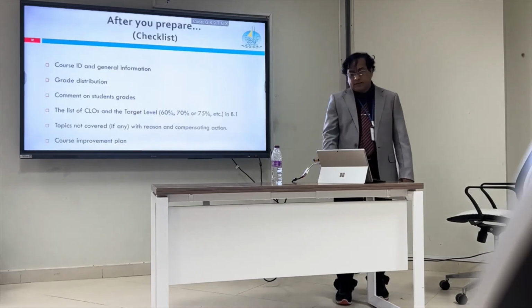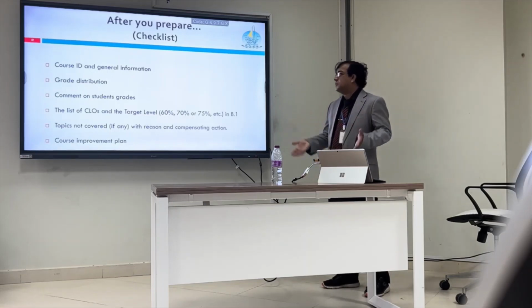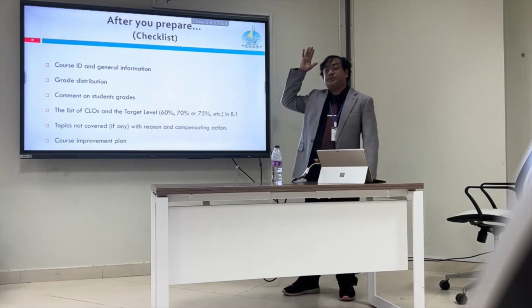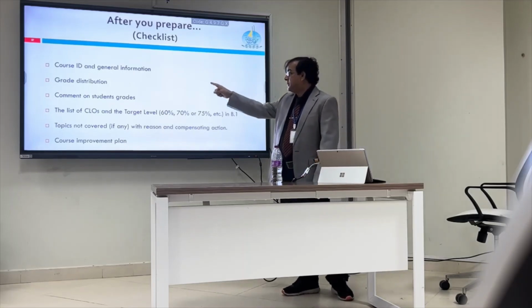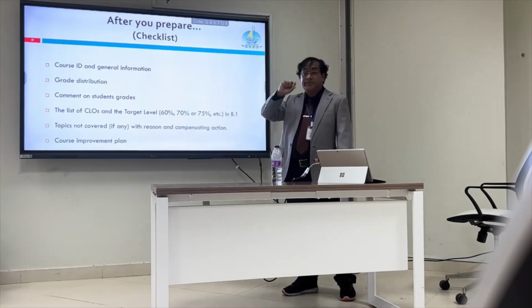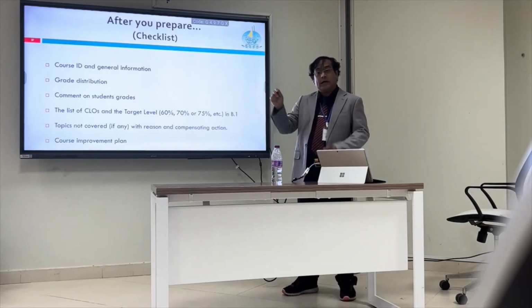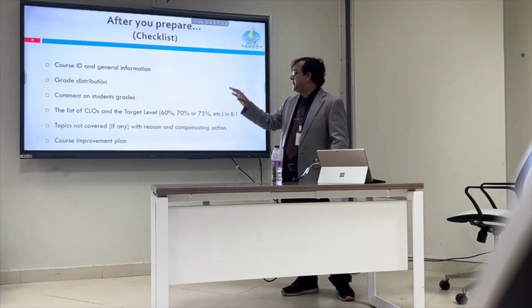Yes, this is the final thing. Just look at the checklist when you are done with the course report. Look at course ID and general information, that is 15 items. Be careful about this information. Then grade distribution, this time totally new: difficulty index, discrimination index, and standard deviation. I think you can avoid it, it will make it more complicated. No, that will make it easy.